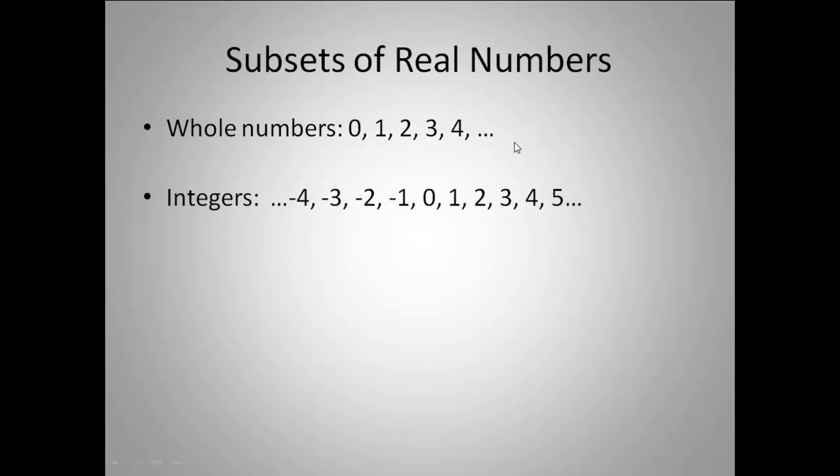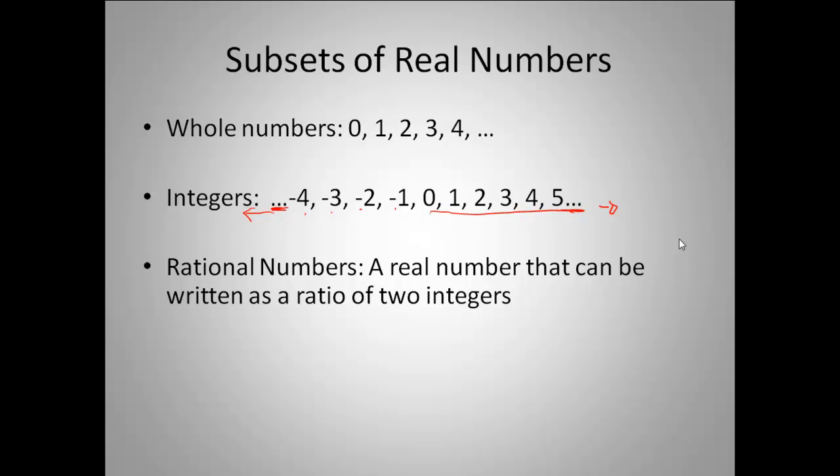We also have the integers. Now, you didn't learn about the integers until you were probably in upper elementary school. We still have our whole numbers here, but notice with integers it also starts to include negative numbers. And again, these dots mean that it goes on forever in that direction, and it goes on forever in that direction.